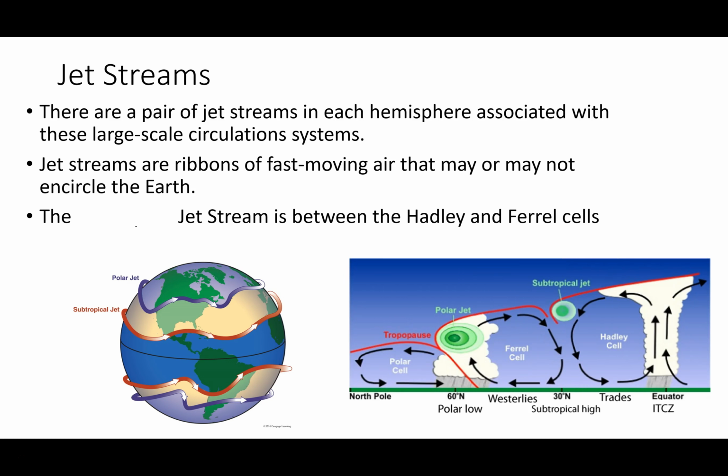Okay. Jet streams, they are located between the 3 cells we were talking about, the polar, the Ferrel, and the Hadley cell. The 2 jet streams are located kind of between cells. So we have a polar jet stream located between the polar cell and the Ferrel cell, and a subtropical jet stream located between the Ferrel and the Hadley cell. So you're kind of looking, again, cross-sectional.